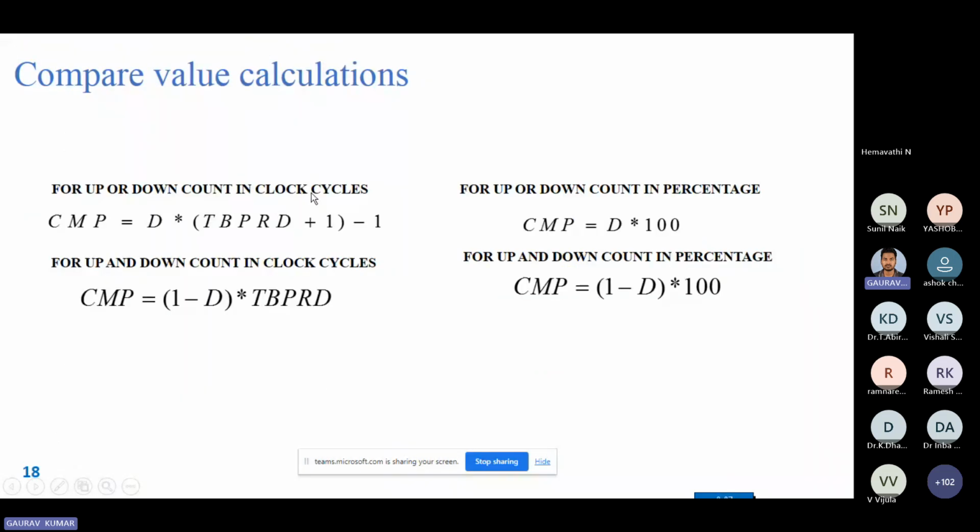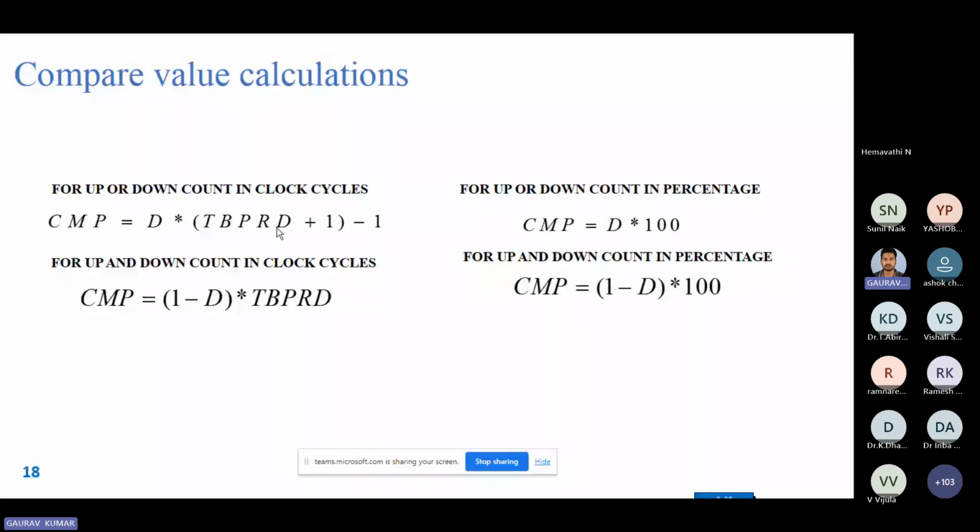This is the compare value calculation for the up and down cycle, how we calculate the compare value. For the up or down counter in clock cycles, if you want to calculate the compare value, suppose you want to generate a 30% duty cycle or 50% duty cycle. The D value means in fraction, so if we go for 30%, the D value is 0.3.